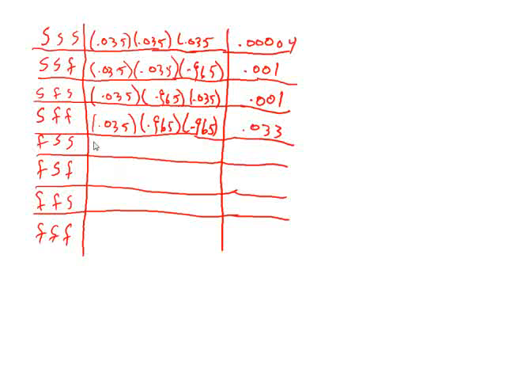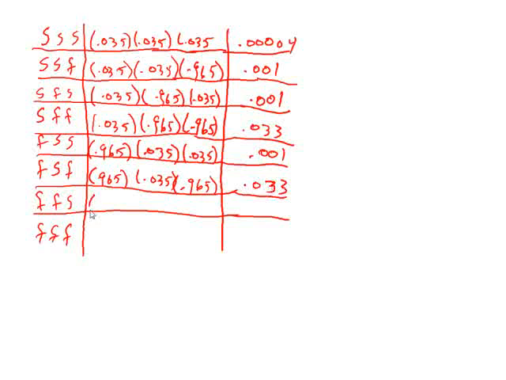For this one, I get 0.965 times 0.035 times 0.035, which is going to be 0.001. For this one, we're going to get 0.965, 0.035, 0.965, which is going to be 0.033.